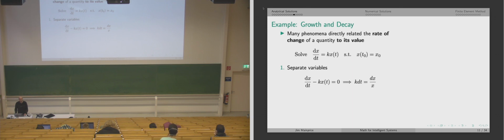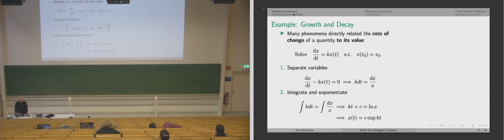So it's a separable equation. So we separate the variables. We put the independent variable on the left side and the dependent variable on the right side, and then we integrate. And of course, if we integrate that thing here, we get the logarithm of x. So the integral of 1 over x is the logarithm of x.